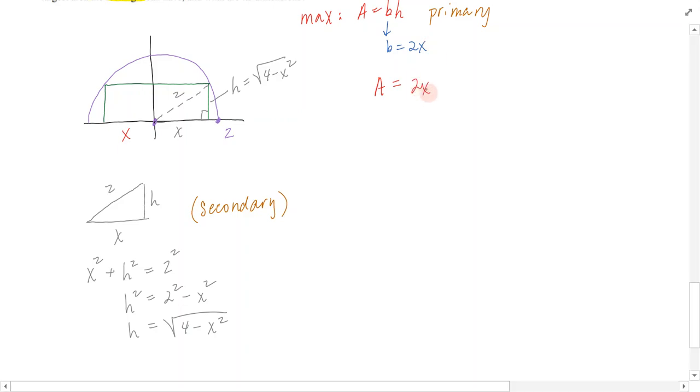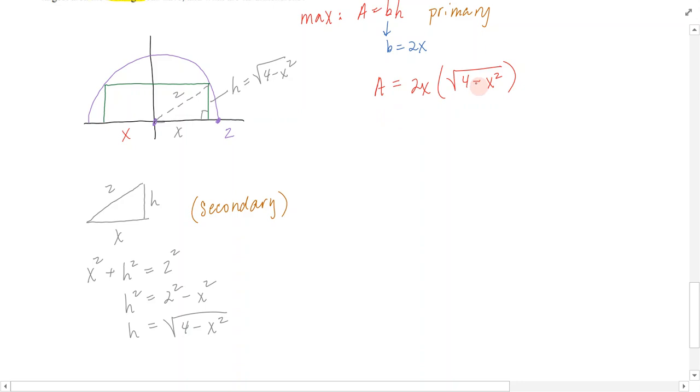So we have 2x times, height is now, we found this with our secondary equation, height can be written as the square root of 4 minus x squared. And what I now have is the area equation, or my primary equation, written in terms of a single variable that I can then take the derivative of. So let's simplify this before we do that.